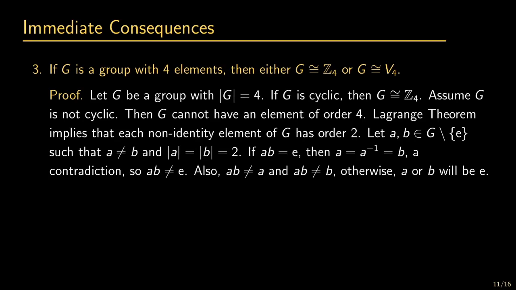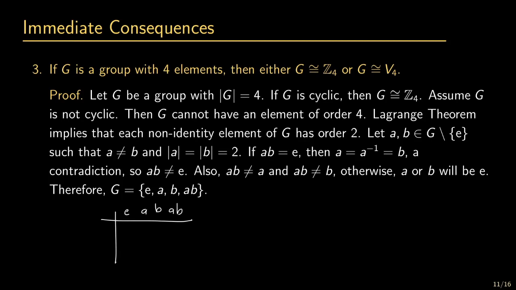Hindi rin naman pwedeng maging A yung AB. Kasi kapag ang AB ay A, magka-cancel yung A, B will be the identity. Again, a contradiction. Same fashion, AB cannot be B because if they are equal, B will cancel, A will be the identity. So, bawal yun. Kasi non-identity nga sila. Therefore, ang apat na elements ng G ay ito. So, how do we multiply this? Para makita natin na Klein 4, sulat mo: E, A, B, AB.